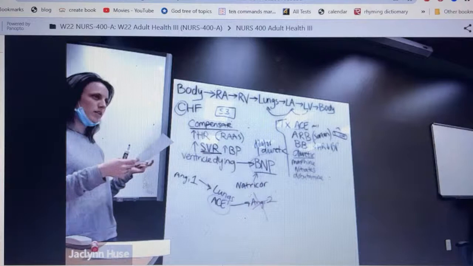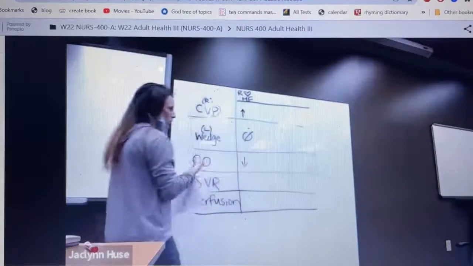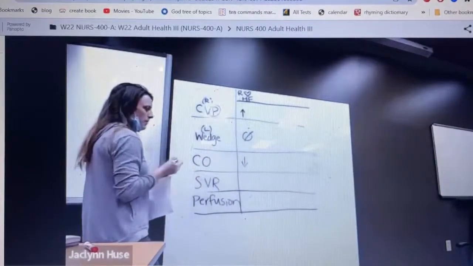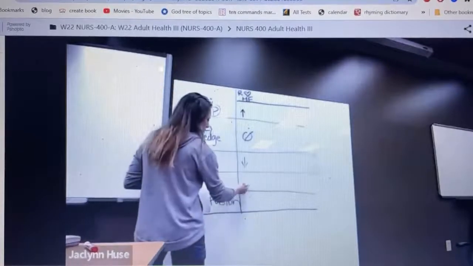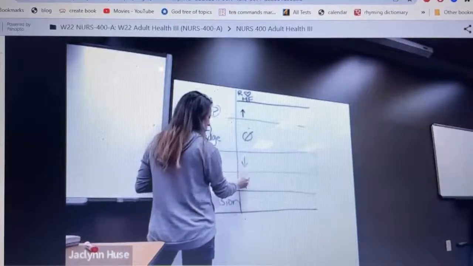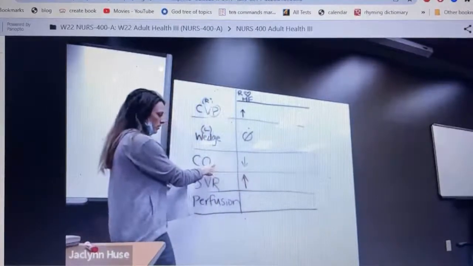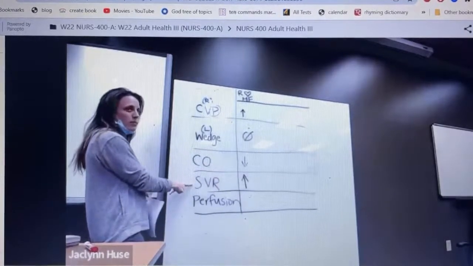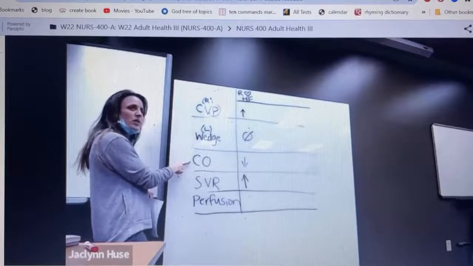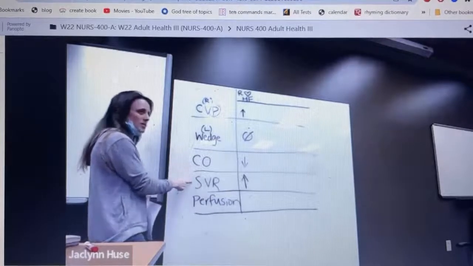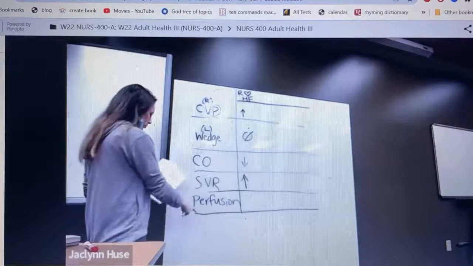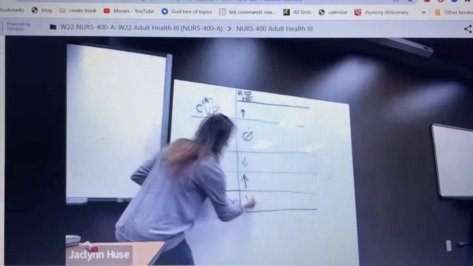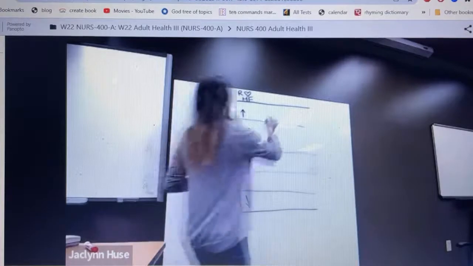Okay, what about cardiac output? Down. Not pumping well, output's not going to be great. What about systemic vascular resistance? Why is it going to be up? Compensatory mechanisms. You're not getting enough cardiac output. Whenever this is low, this is going to be up, right? Because your body thinks, oh shoot, I'm not getting enough. Compensate. What about perfusion? Is that going to be up or down? Down. That makes sense? Okay, next scenario.